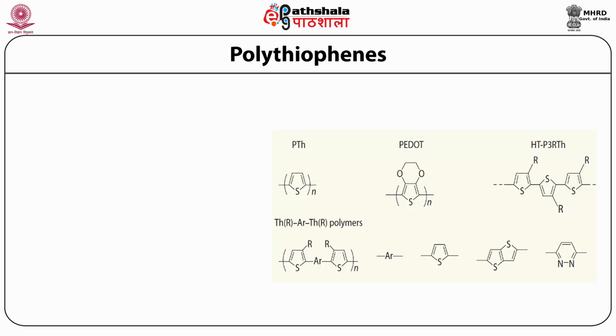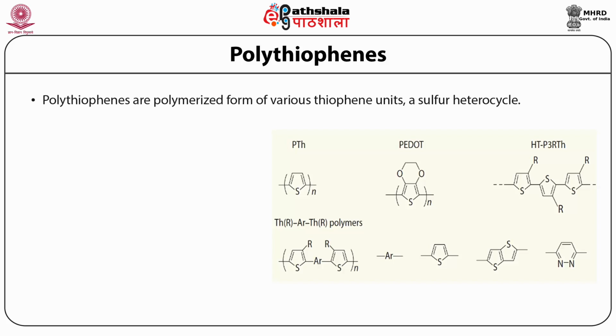Among various pi-conjugated polymers, polythiophene and its derivatives have been studied very extensively for their properties as well as their integration in device forms. Polythiophenes are polymerized forms of various thiophene units, a sulfur heterocycle. Some of the forms of polythiophenes are schematically shown in the figure below.